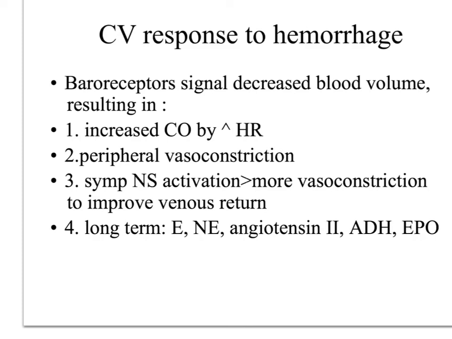And then on a long-term basis, epinephrine, norepinephrine, angiotensin, ADH, and EPO will all help correct that decrease in blood volume. Just to try to make my abbreviations clear: cardiac output, heart rate, sympathetic nervous system, epinephrine, norepinephrine, antidiuretic hormone, and erythropoietin. So take this slide, and if you don't understand it, go back to the preceding slides, go to your book, whatever resource you're using, and understand the cardiovascular response to hemorrhage.